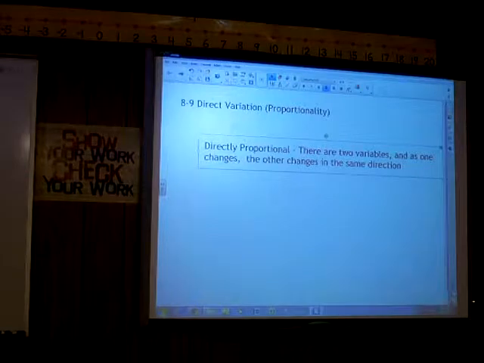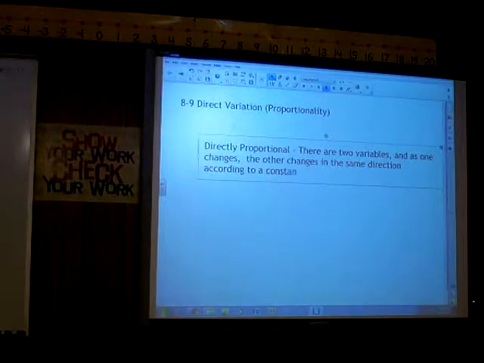Okay? And it will change in that same direction according to a ratio or a constant of, we call it a constant of proportionality. Okay?